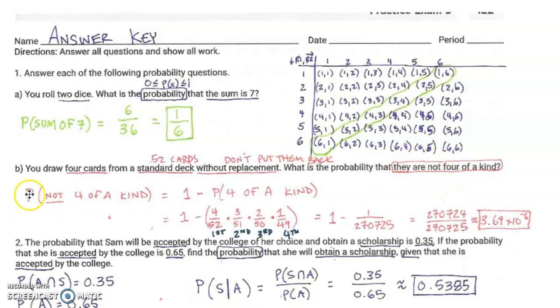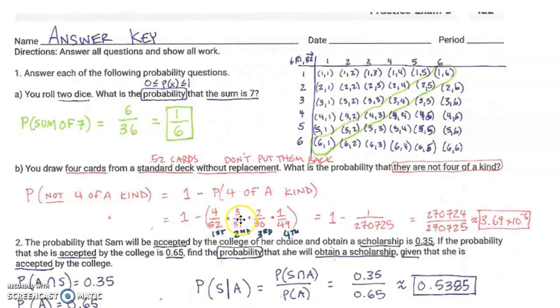Well, if we're looking for the probability of not 4 of a kind, we have to do 1 minus the probability that there is 4 of a kind. So 1 minus this probability. I'm looking for 4 of a kind. So let's say, for example, I'm looking for kings. There's 4 kings in the deck and 52 cards total. So 4 out of 52 is the probability of picking the first king.